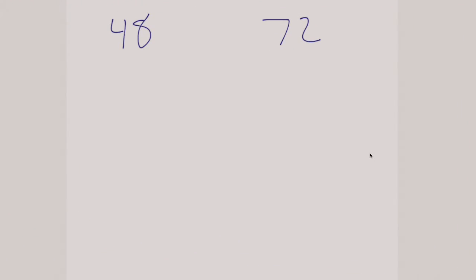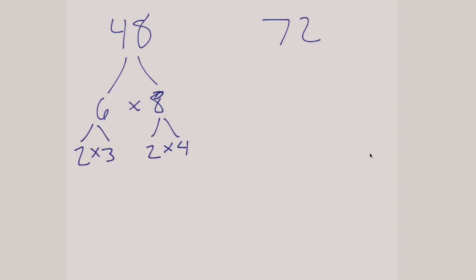For our next example, let's do the prime factorization for 48 and 72. I'm going to break down 48 into two numbers that I know will multiply together to make 48. The first ones that come to mind are 6 and 8. Any combination would work, but I've chosen 6 and 8. So I'm going to break down my 6 into 2 times 3 and break down my 8 into 2 times 4. Now 4 will break down again into 2 times 2. I stop once they have all reached a prime number. So 2, 3, 2, 2, 2 are all prime numbers.